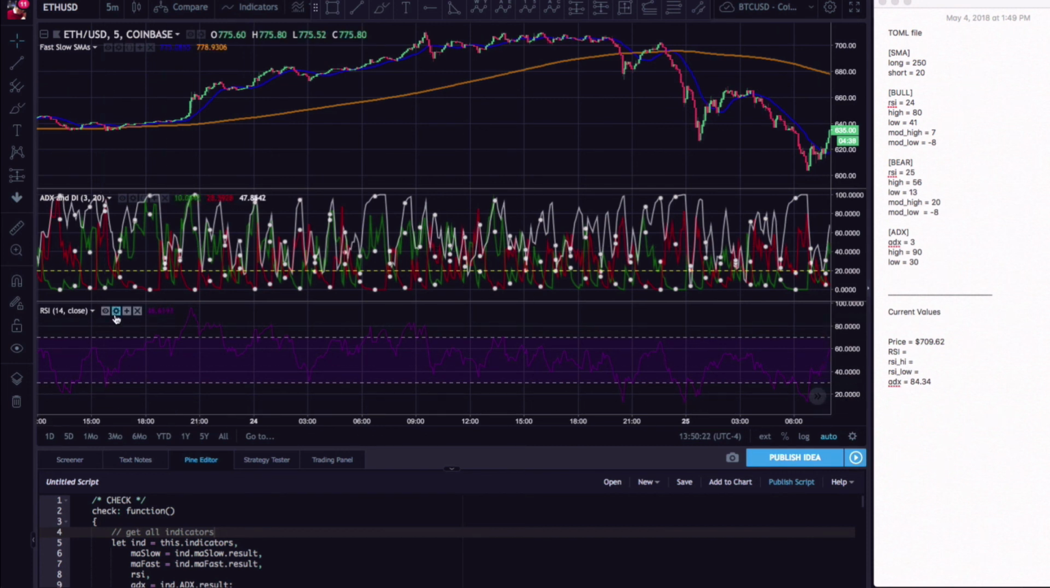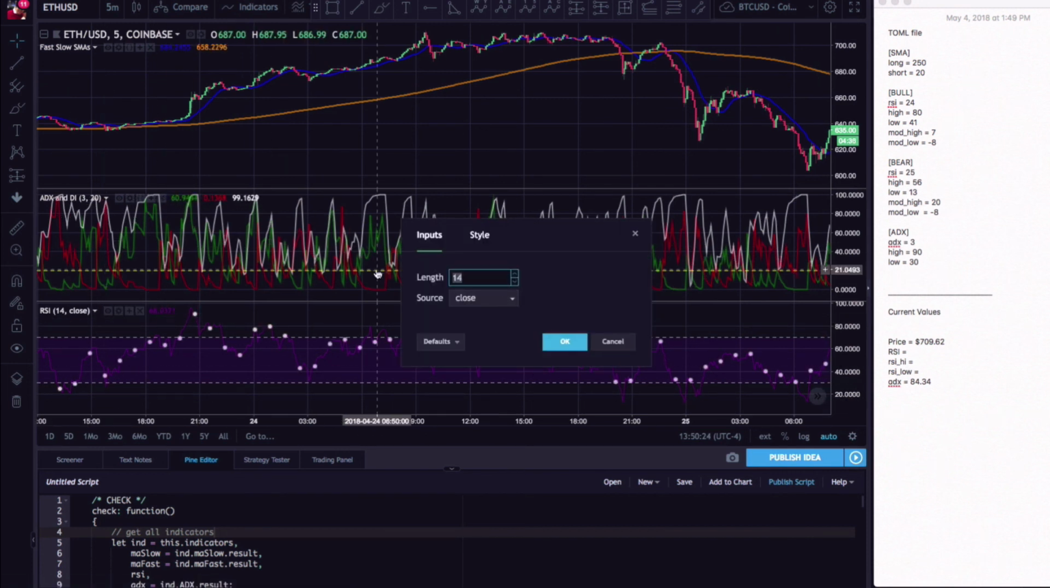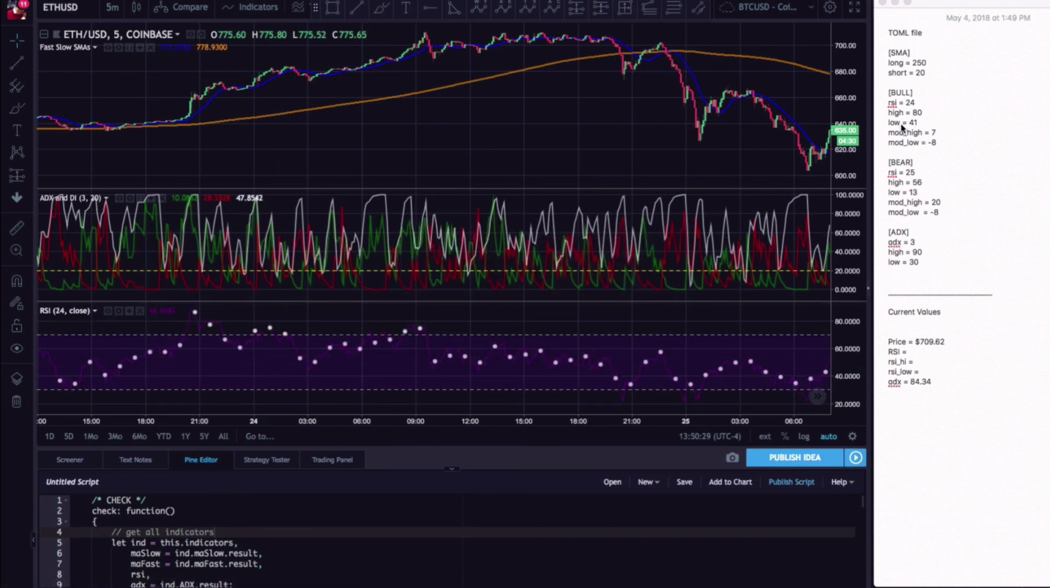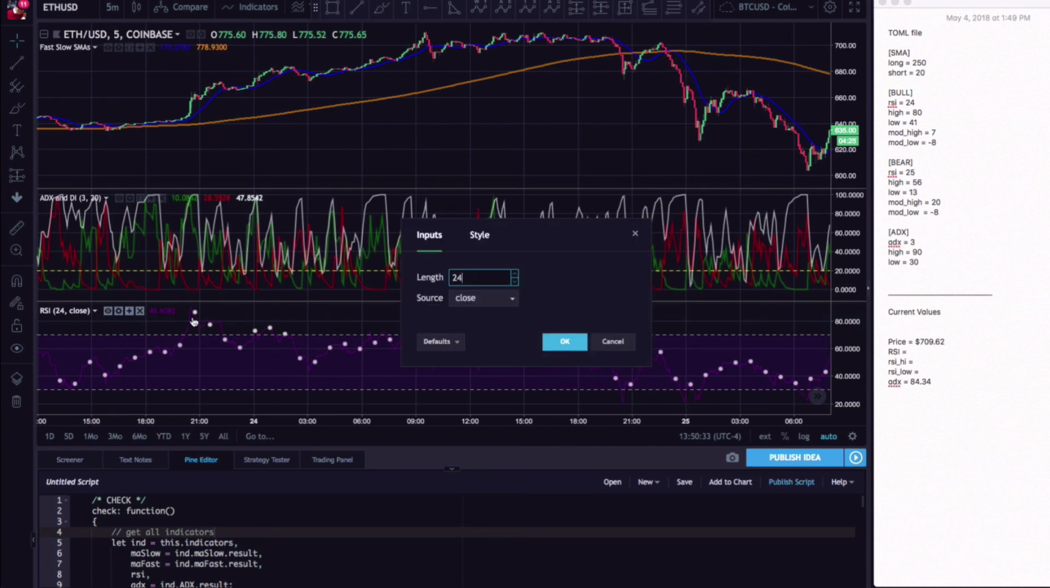So we're going to go in here and edit it. We're going to change the length from 14 to 24. And we can also change the high and low as well, because right now the default is obviously 30 and 70.